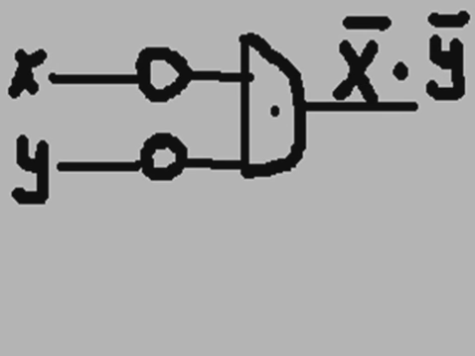Here I have an AND gate, and both its inputs, x and y, have been negated. So we would term this, or define this, as not x ANDed with not y.